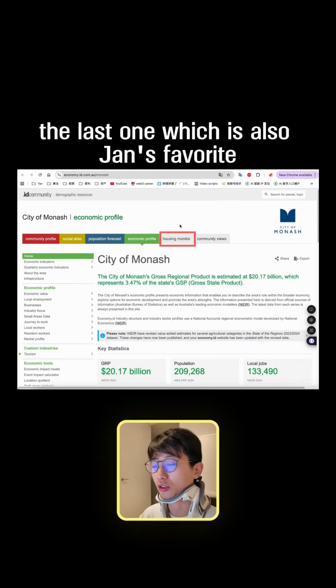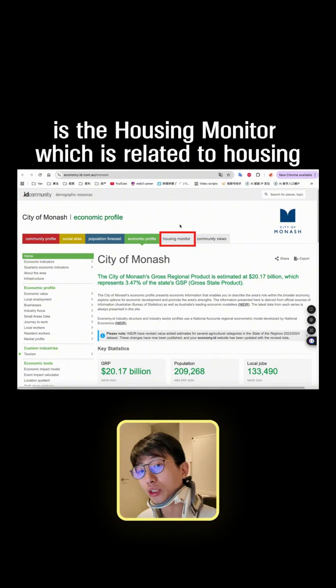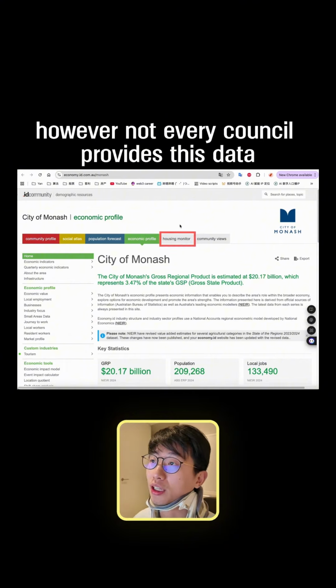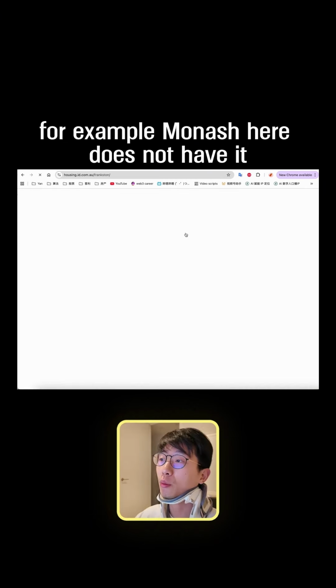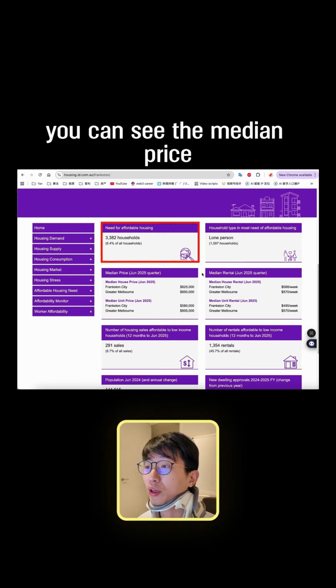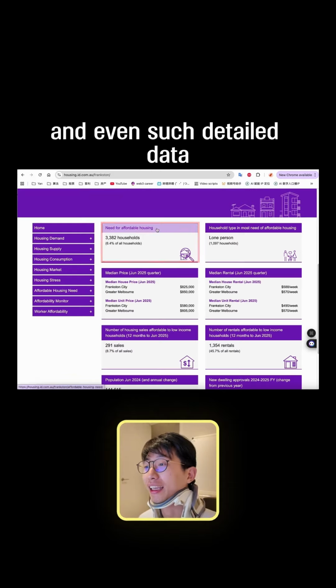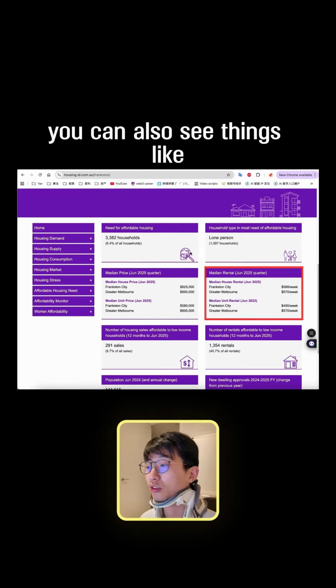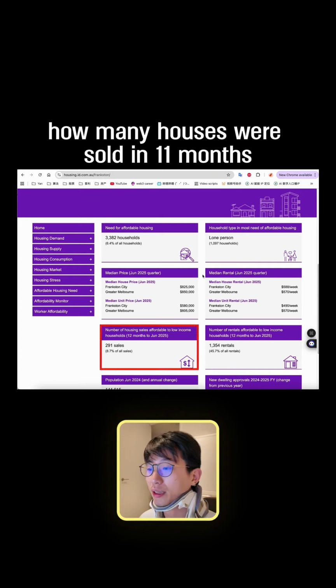The last one, which is also Jan's favorite, is the housing monitor, which is related to housing. However, not every council provides this data. For example, Monash here does not have it, but we do have information for Frankston. You can see the median price, how many people need affordable housing, and even such detailed data. You can also see things like how many houses were sold in 11 months, and so on.